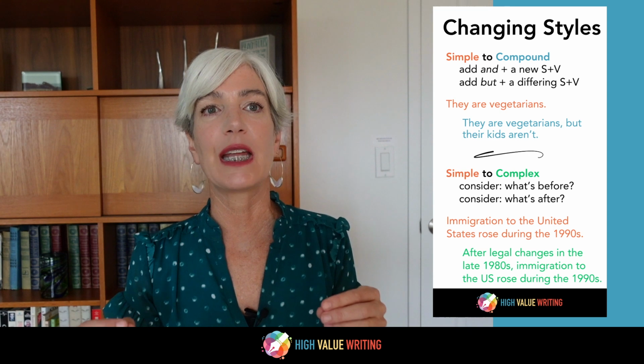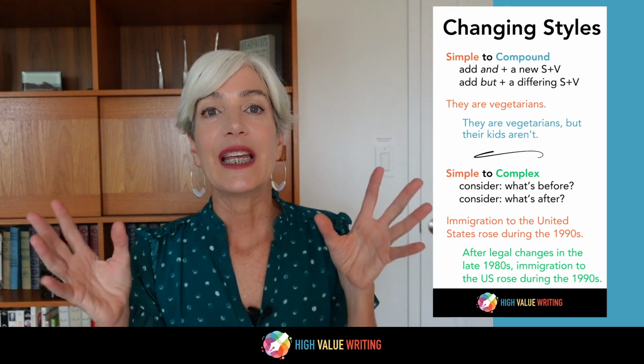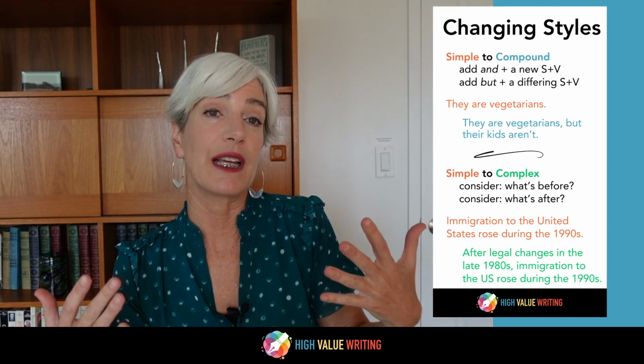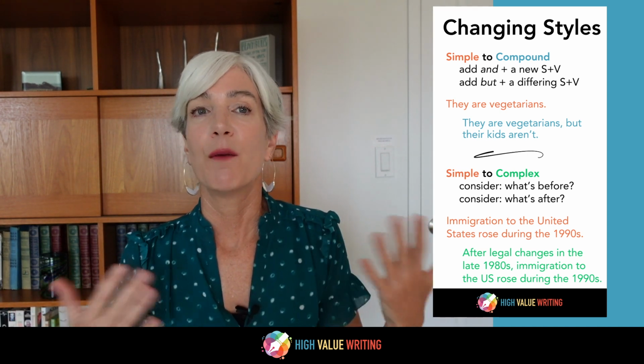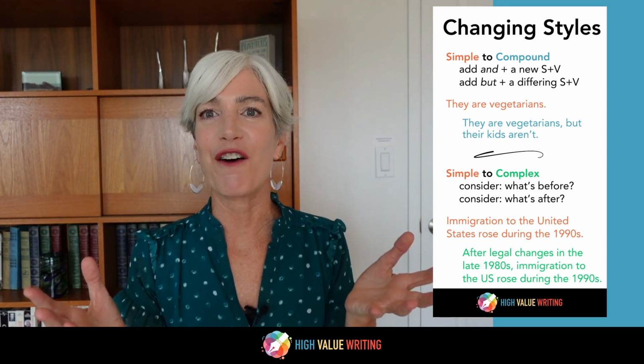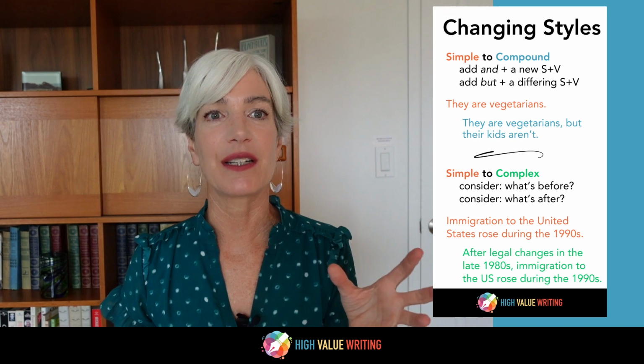Imagine you have a simple sentence: they are vegetarians. Easy ways to change that into compound: add an "and" and then a similar subject and verb, or add a "but" and a differing subject and verb, which is what I did in the example. They are vegetarians, but their kids aren't. And you can usually see where your story will go after you add an "and" or a "but."